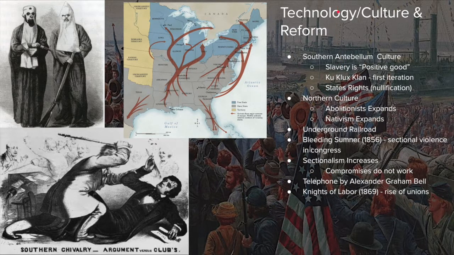A little bit of tech going on here. We have the telephone by Alexander Graham Bell. Very important to note that. We have the Knights of Labor, 1869, which is going to show a rise of unions. Okay, so again, we see a progressive element rising in America during this unit as well. Okay, with the Knights of Labor and unions.